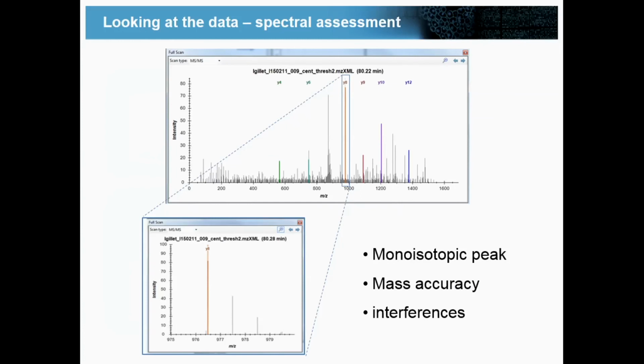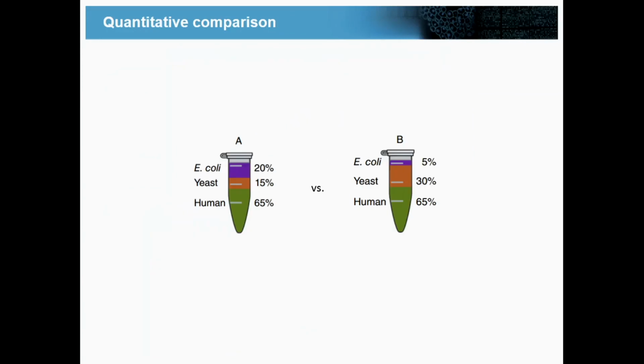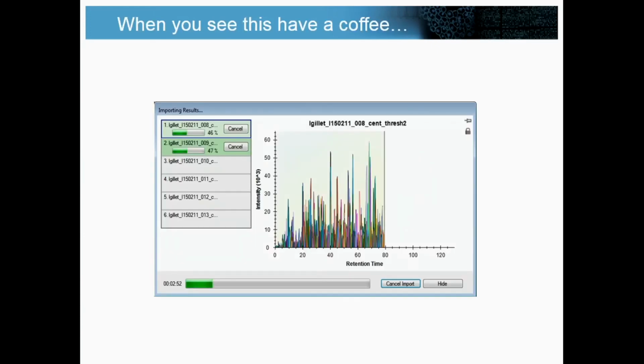So that's basically it. Just to remind you, the final goal here is this quantitative comparison between samples A and B. If we're looking at E. coli proteins, there should be a predictable ratio between samples A and B for those, and the yeast and the human should be at equal amounts. And as soon as you see this WYSI graphic that Brendan mentioned, then it's coffee time.